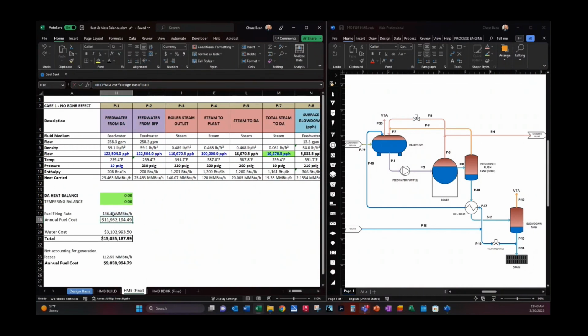Oh, sorry. The boiler firing rate is here. So this is your actual boiler steam outlet, which is much higher than just your steam to the plant, right? You've got another 16,670 pounds per hour of steam. So your annual fuel cost is much higher than if you just take your steam flow to the plant.